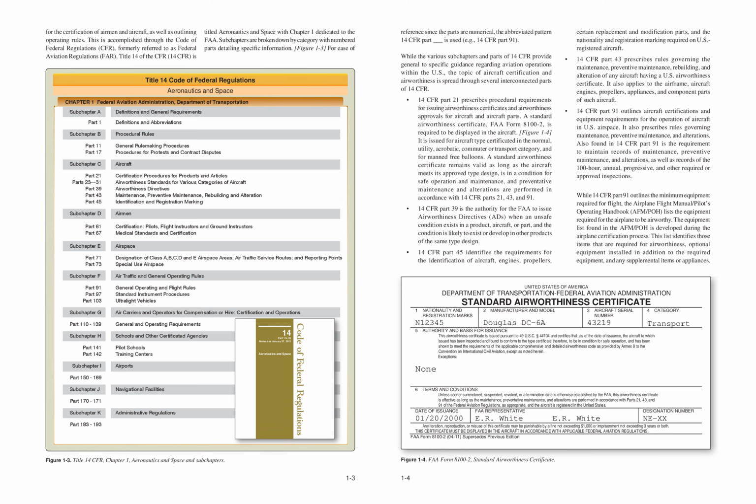Designation Number NE-20. FAA Form 8102, 04-11, supersedes previous edition. Figure 1-4. FAA Form 8102, Standard Airworthiness Certificate.